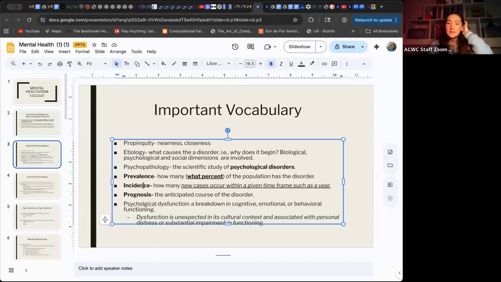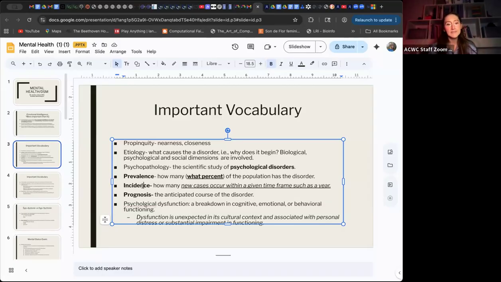Let's say we were doing a study at a university. We could first ask, what's the prevalence, or what percent of freshmen entering this university are depressed? That would be the prevalence. What percentage of them? The incidence, on the other hand, would be how many new cases of depression started in freshmen within that first year of college.